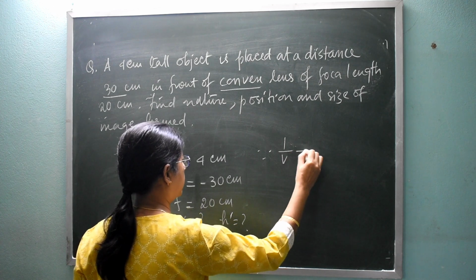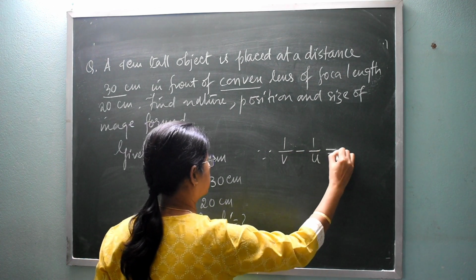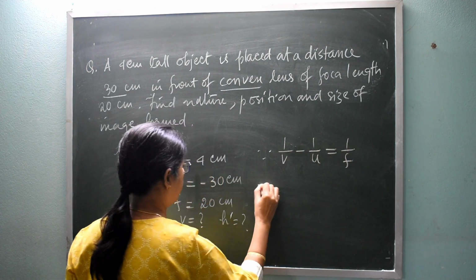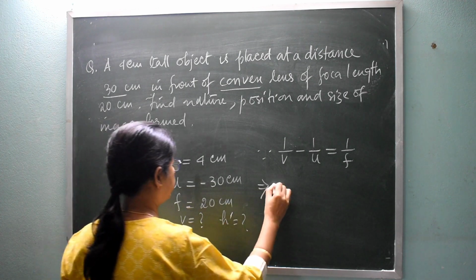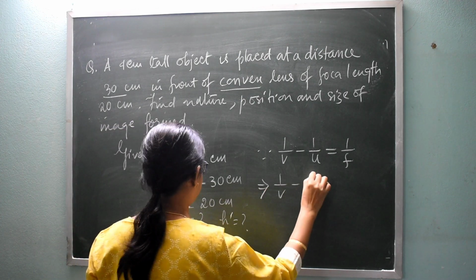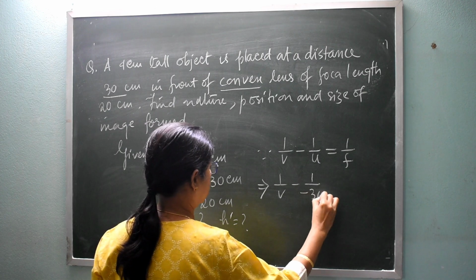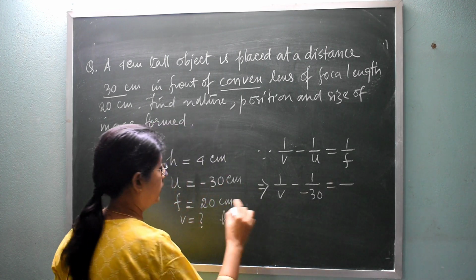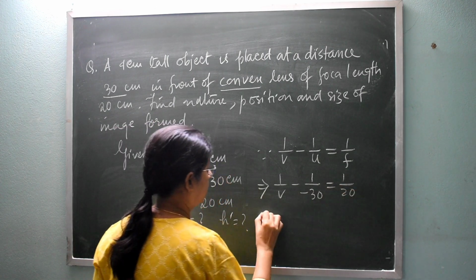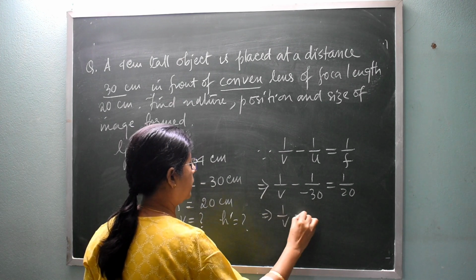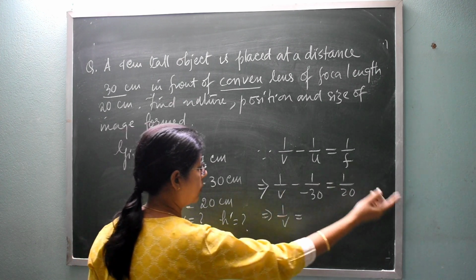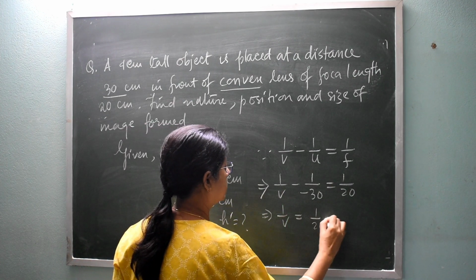From the lens formula we get 1/v minus 1/u equals 1/f, so you can write 1/v minus 1/(minus 30) equals 1/20. So we get 1/v minus minus, it will be plus, and on transferring it will be minus.